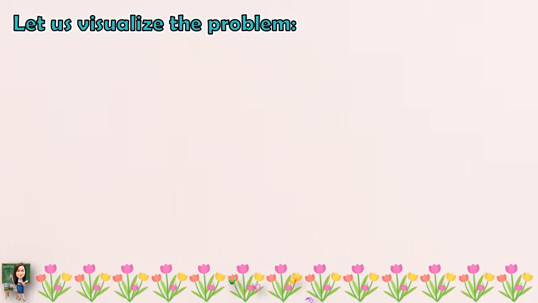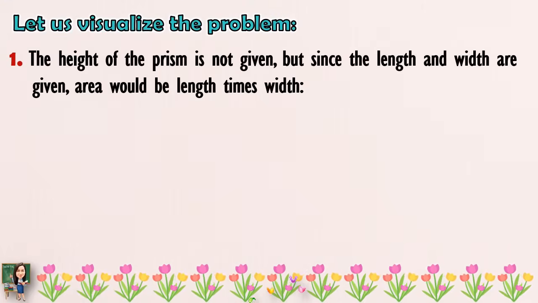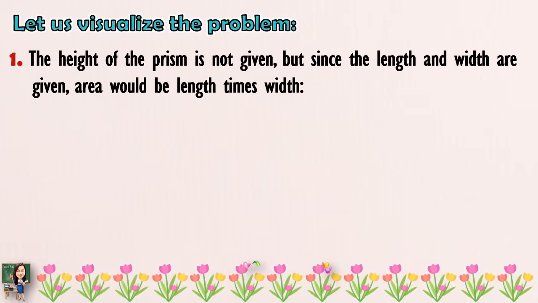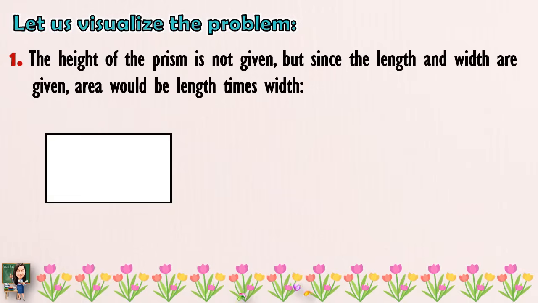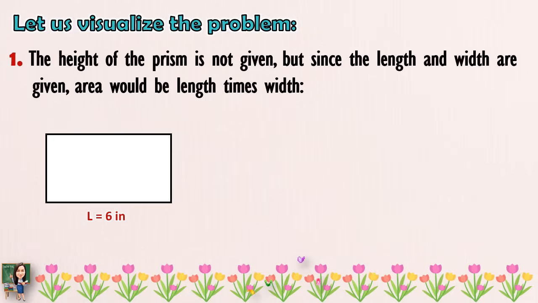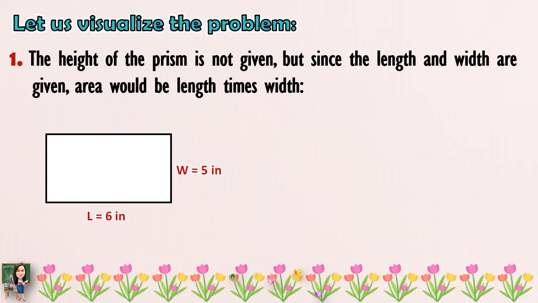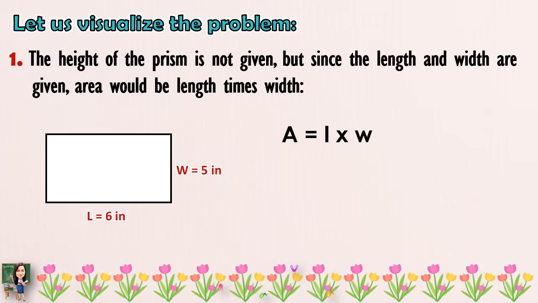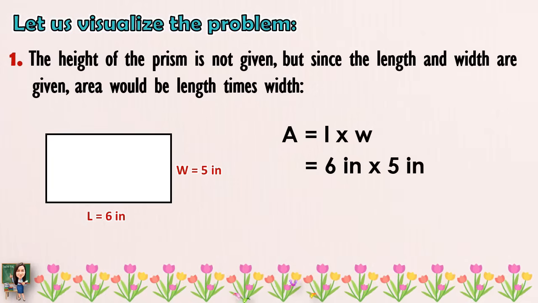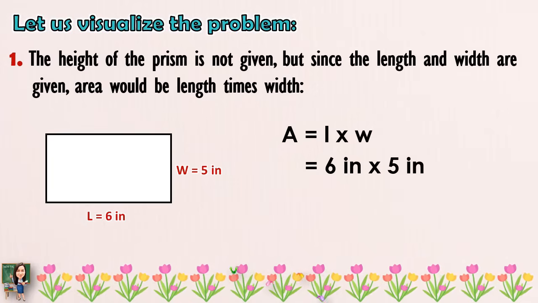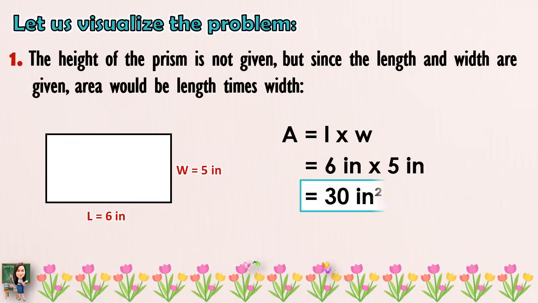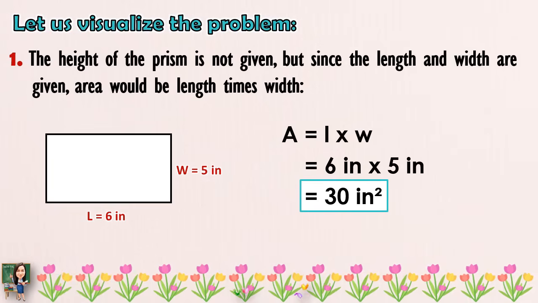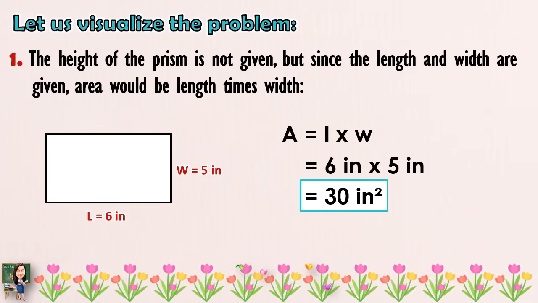Let us visualize the problem. First, the height of the prism is not given, but since the length and width are given, area would be length times width. So the length of this rectangular prism is 6 inches and the width is 5 inches. We will use the formula in getting the area. Area equals length times width. Length is 6 inches and the width is 5 inches. 6 times 5 equals 30 square inches. So the area of this rectangular prism is 30 square inches.